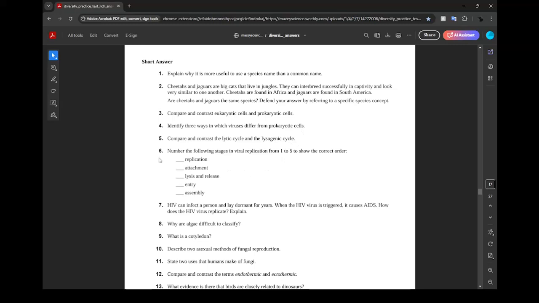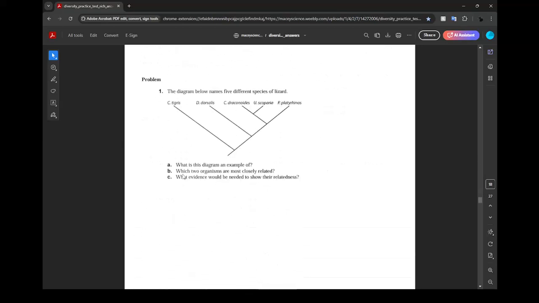Now, our last question that we're going to do here: show the following stages in viral replication from 1 to 5. Okay. So I would say attachment is definitely first because we're attaching to the host and then we're entering the host and then we're replicating inside of the host. We're assembling our parts inside of the host and essentially we're booming, releasing all of the stuff that we have duplicated and all that.